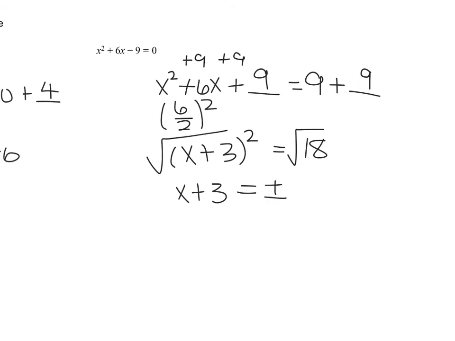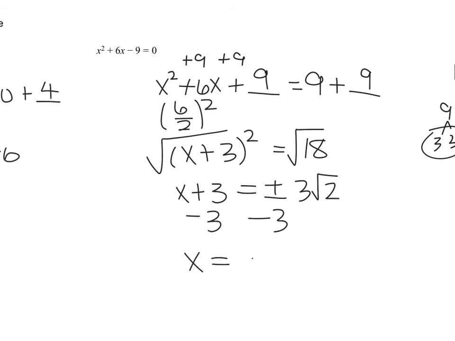Now, unlike our previous example, 18 does simplify. I can write it as 9 times 2, and then 9 is 3 and 3. So this is going to be plus or minus 3 radical 2. Our last step is going to be to subtract 3. My final answer is x equals negative 3 plus or minus 3 square root 2.